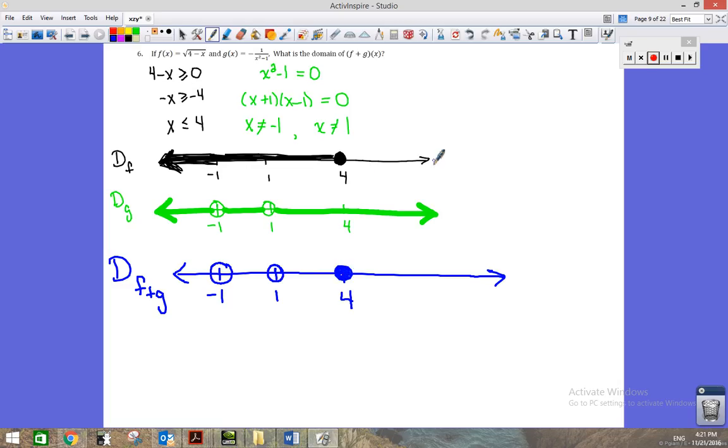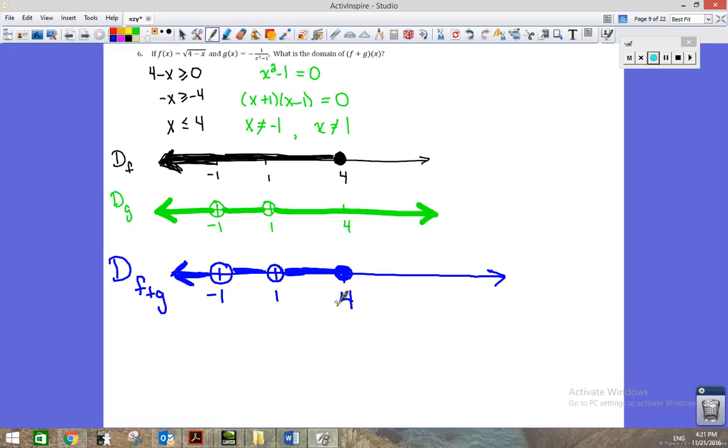But to the right of 4 will not be, because it's not in the domain of f, and it has to be in both f and g to be in my intersection. Between 1 and 4, both are shaded in the domain of f and the domain of g, so it's going to be in my intersection. And here it's shaded in both, so it'll be in the intersection. And here, going to the left, is shaded in both. So here's a picture of my answer.